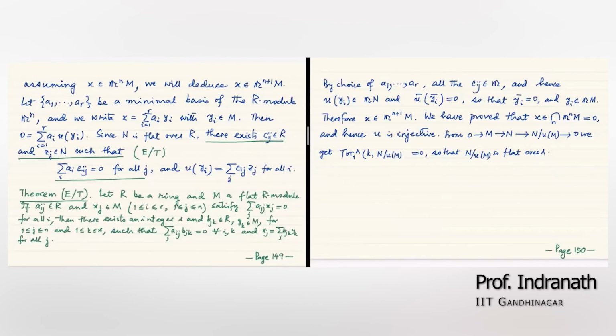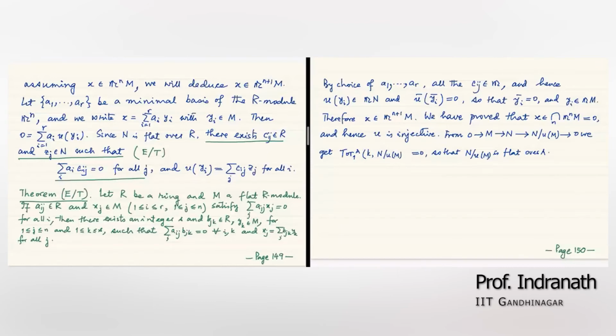Keep this open. So by choice of a1, a2, ..., ar, all these Cij's are in m. So please don't forget where these Cij's are. Here you had this, and don't forget that this is basically a minimal generating set of this R-module M to the power n. Now, why am I saying this? All the Cij's are in m. Is that clear to all of you?